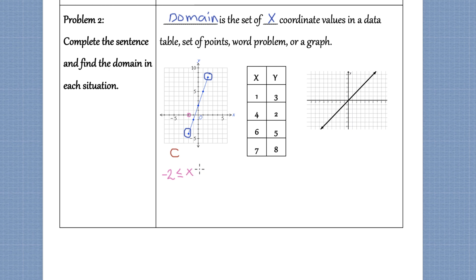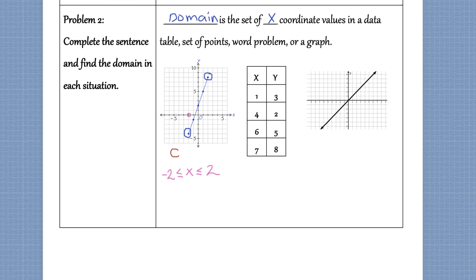And so -2 is less than or equal to x, which is less than or equal to, and then we go and find the highest point on the right, and that ends up to be 2, and it's also a closed point, so it will be x is less than or equal to 2. And so the entire domain for this continuous function is -2 is less than or equal to x, which is less than or equal to 2.